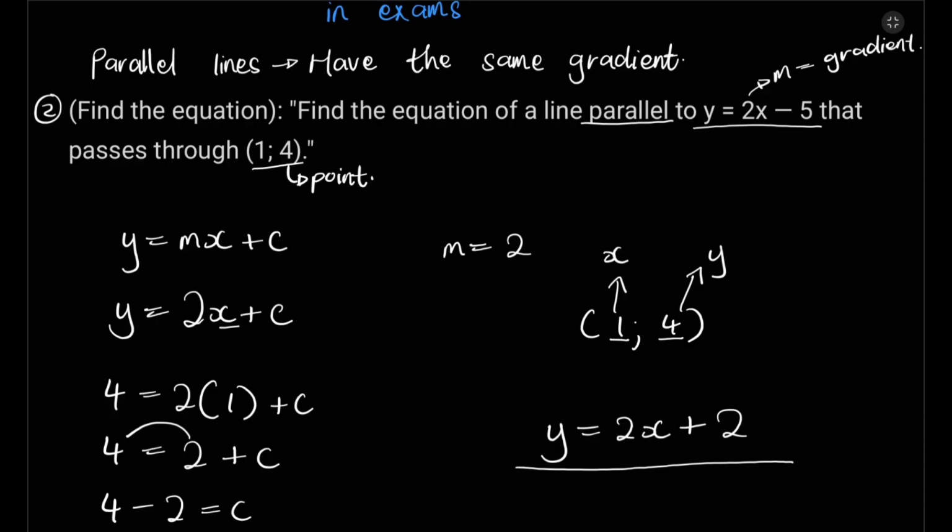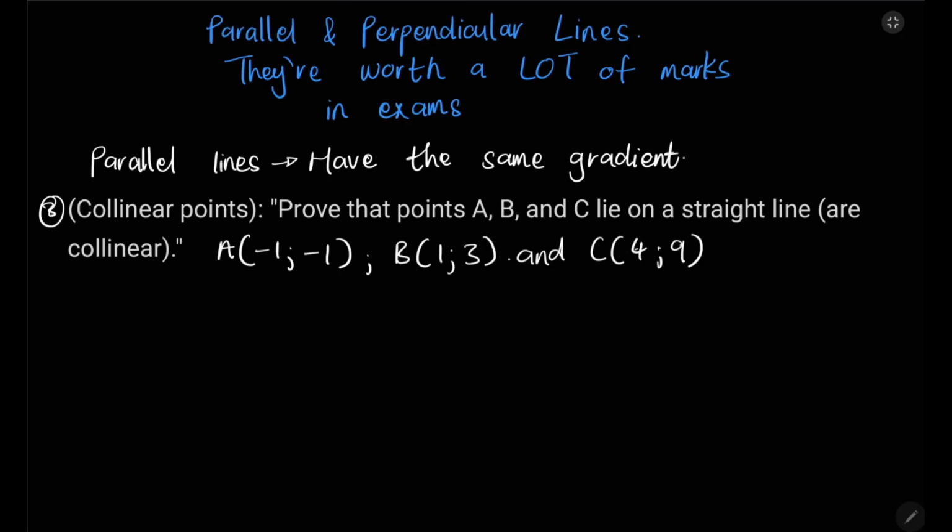Now let's try the last variation that includes collinear points. The third way in which they'll ask you about parallel lines will be a question that includes collinear points. Prove that points A, B, and C lie on a straight line or are collinear. For A, we have -1 and -1. For B, we have 1 and 3. And for C, we have 4 and 9 as our coordinates.